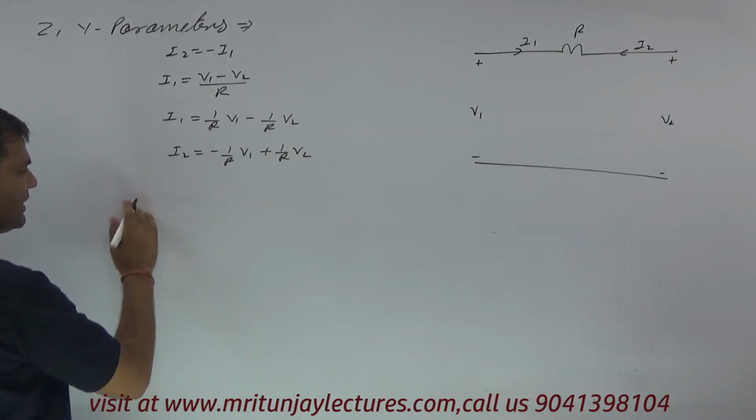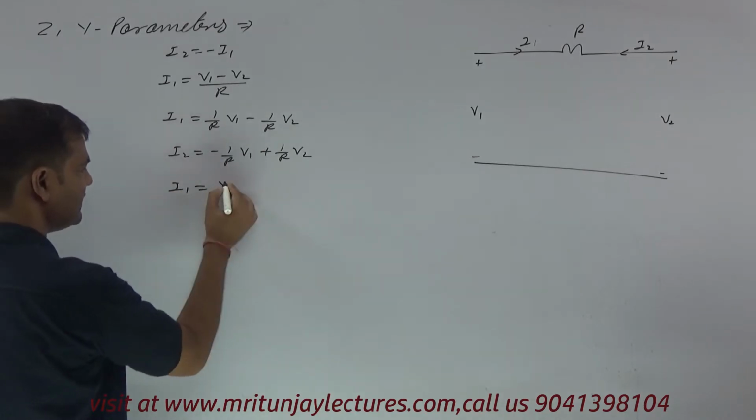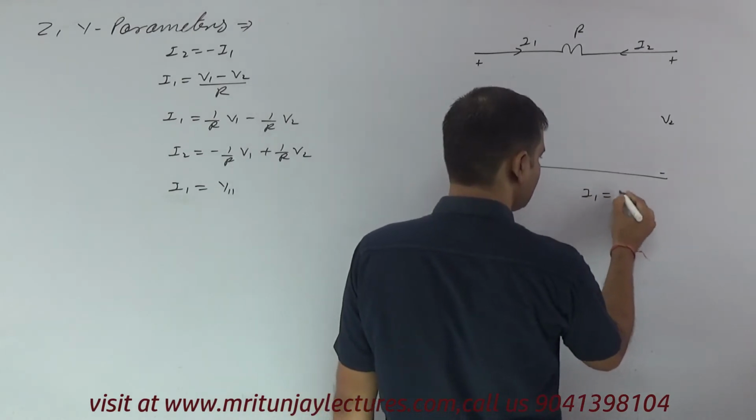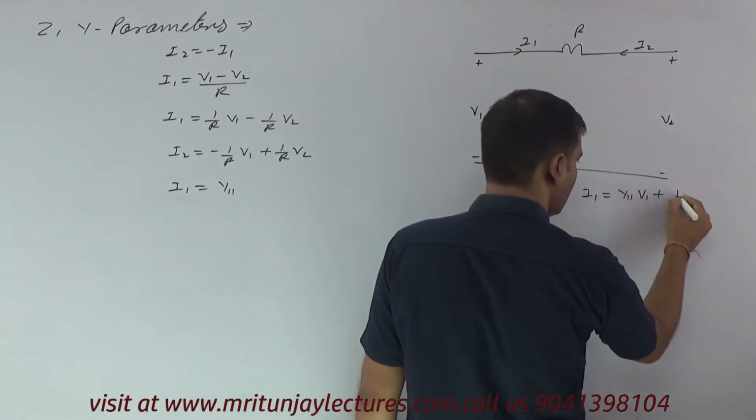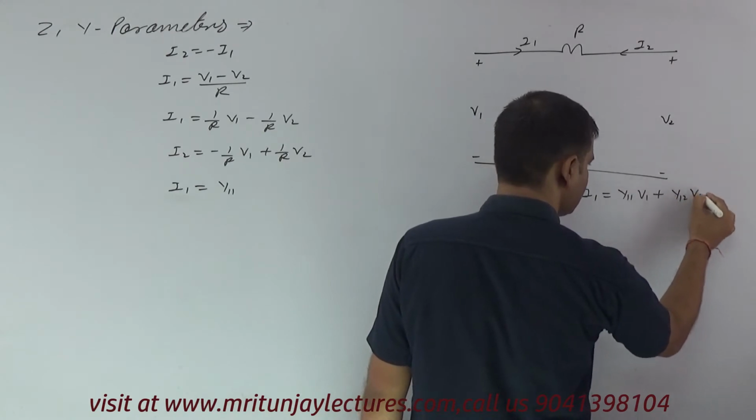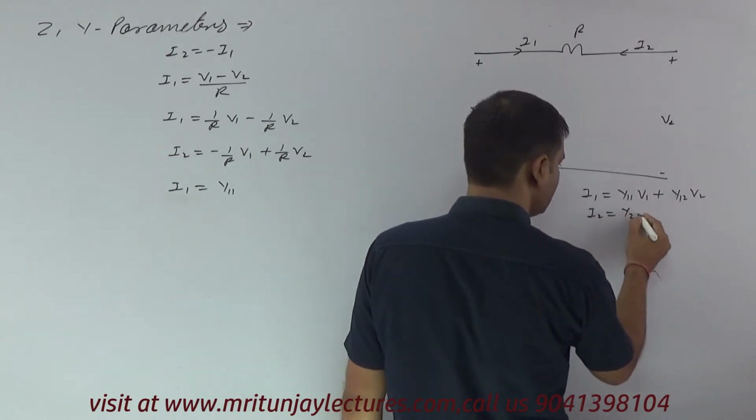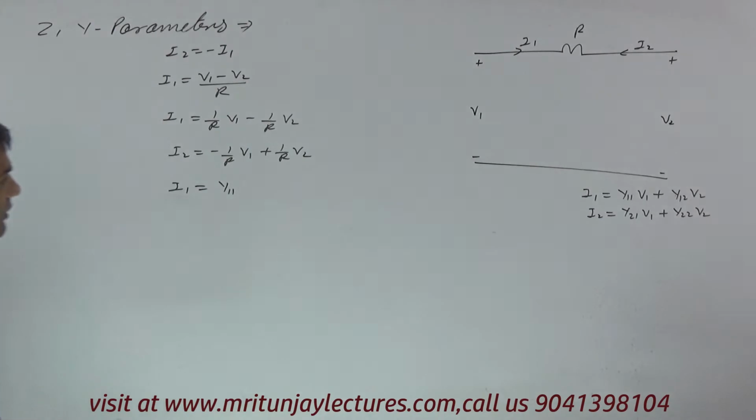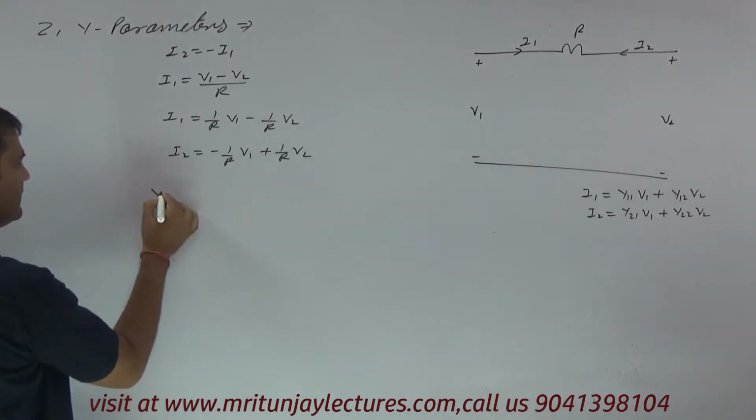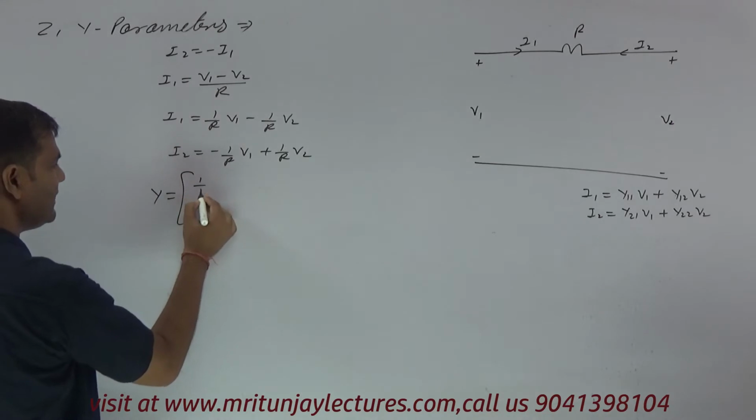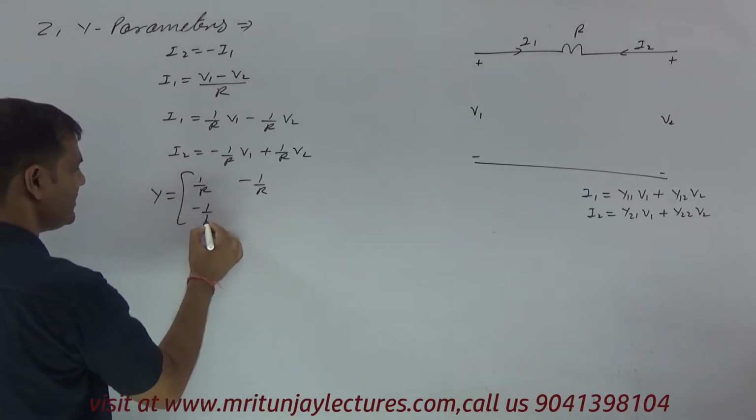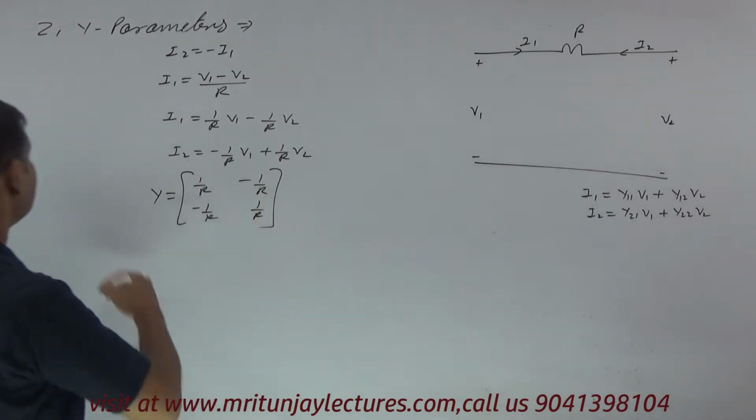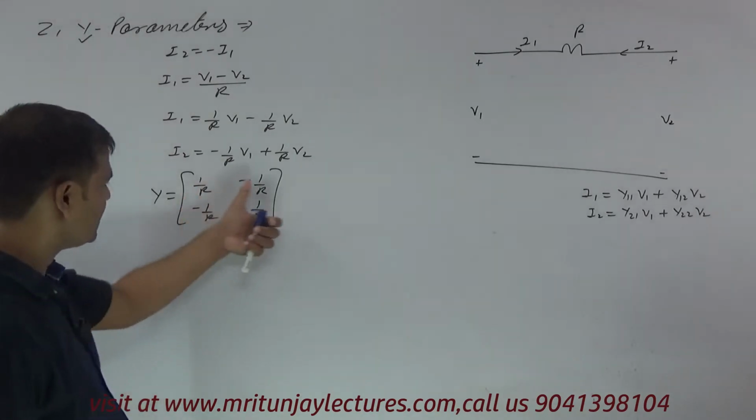So what about the Y parameter? I know that the Y parameter is written as: I1 equals Y11 into V1 plus Y12 into V2, and I2 equals Y21 into V1 plus Y22 into V2. That is the Y parameter. If you compare, then we get the Y parameter as 1 by R, minus 1 by R, minus 1 by R and plus 1 by R. Clear? So the Y parameter exists.